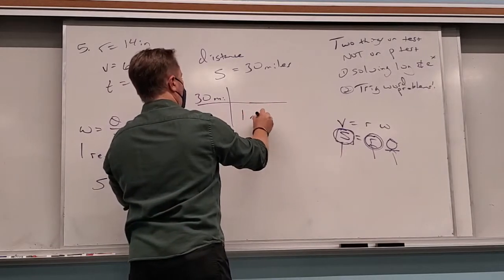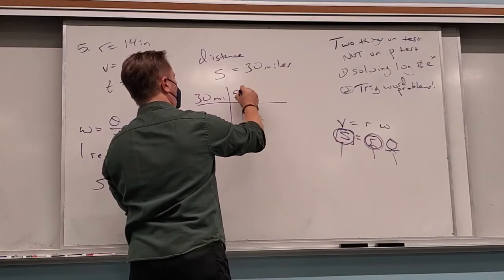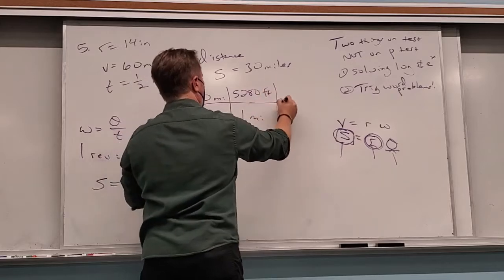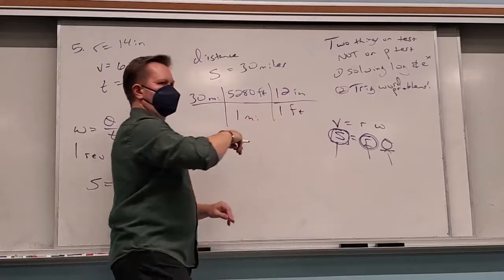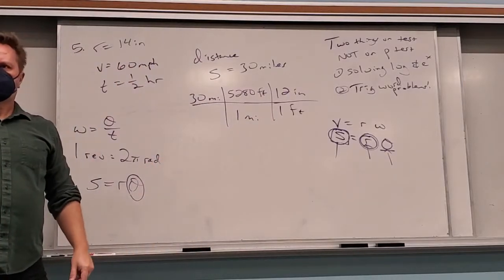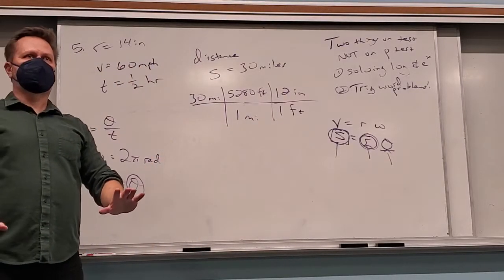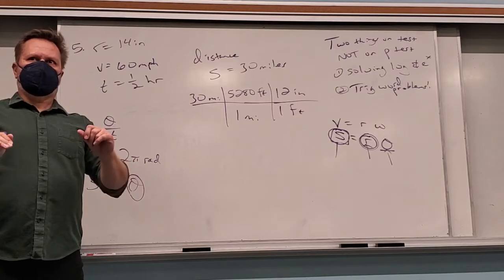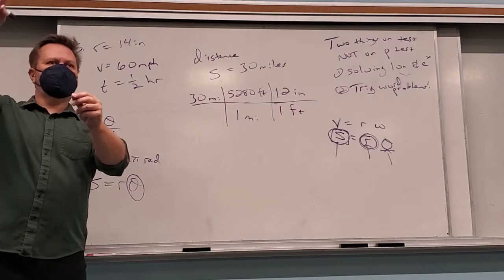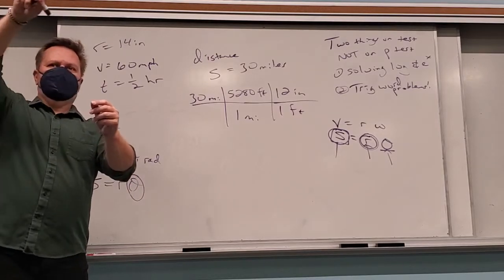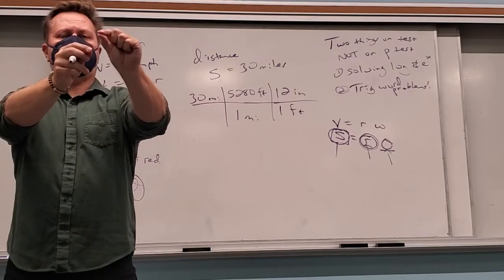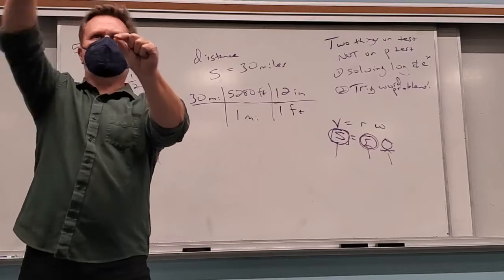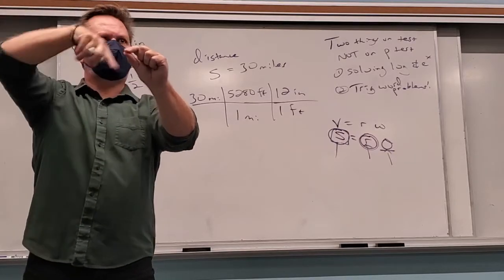How many feet in a mile? 5280. And how many inches in a foot? 12 inches. So really I want this, so listen. This is the number of inches that we actually travel. So it's the number of inches that a pebble in the tire has gone around. It's the number of inches it's traveled.